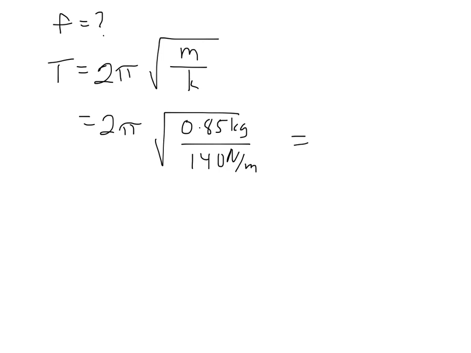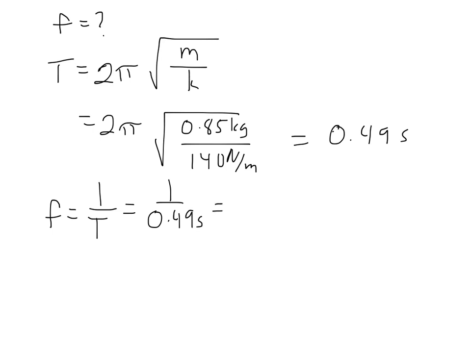And 2 pi times the square root of that is going to give us 0.49 seconds. So it's 0.49 seconds for this to complete one cycle. And to find the frequency, we say frequency equals 1 over the period. So frequency equals 1 over 0.49 seconds. And when we do that math, we get our frequency is 2.04 hertz. And that is the end.